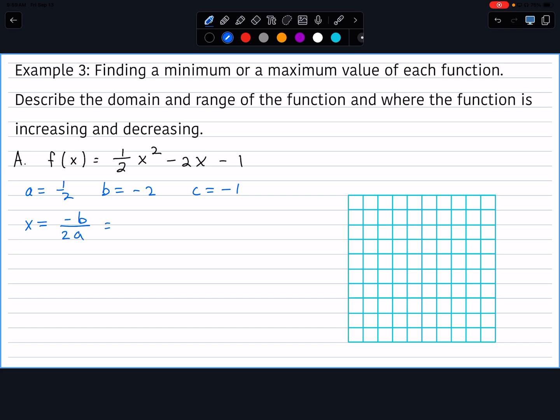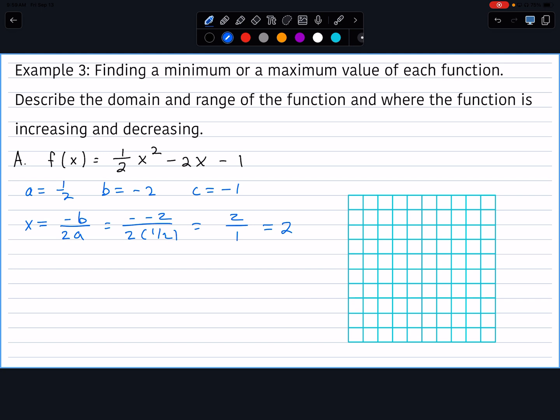So in this case, I'm going to get -(-2) over 2a, which is 2 times 1/2, which is going to be 2 over 1, or 2. Okay? In regards to finding the axis of symmetry, do you have any questions?